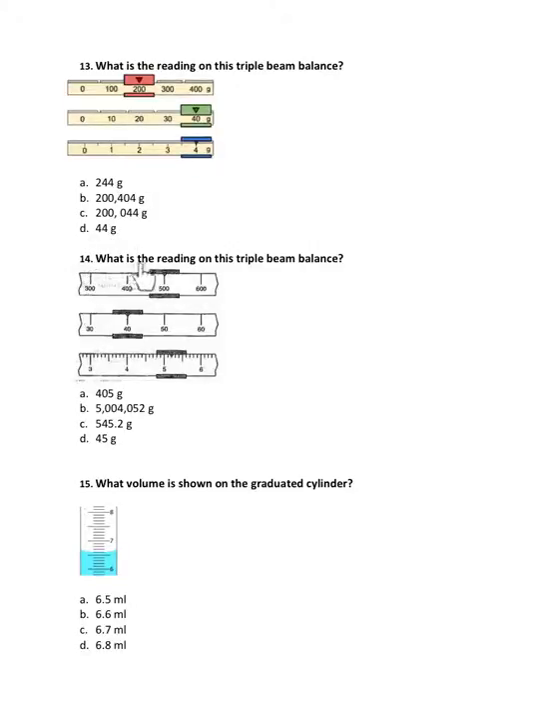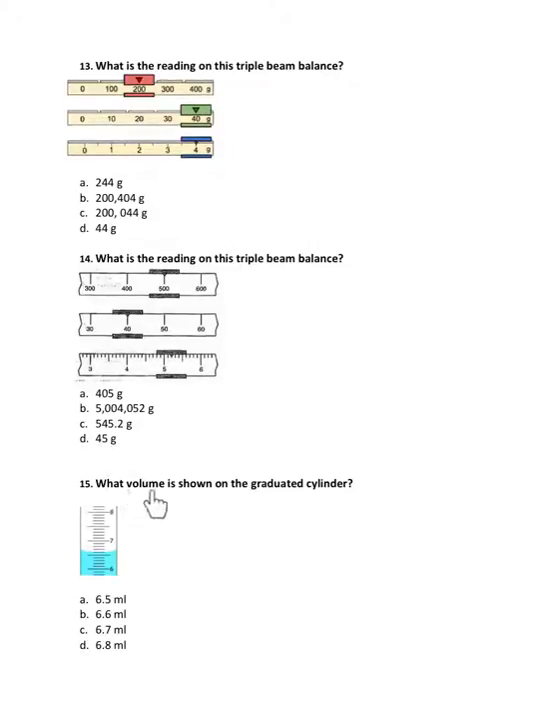Number 14, what is the reading on this triple beam balance? A, 405 grams, B, 5,004,052 grams, C, 545.2 grams, D, 45 grams.